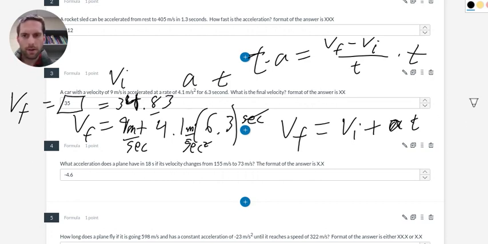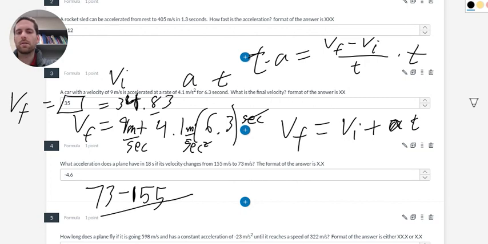So, number 4. This time we have a time and a velocity change, and our velocity change is from a higher number to a lower number, so we're slowing down. It's probably landing, if it's a plane. Or it's losing altitude. So from initial to final over our time, 18, will give us our acceleration value.